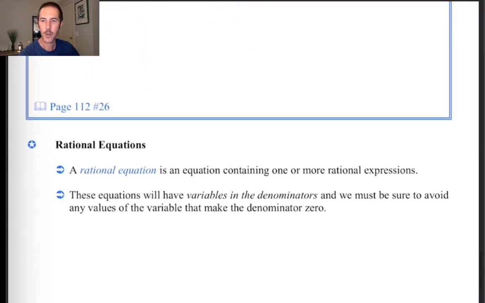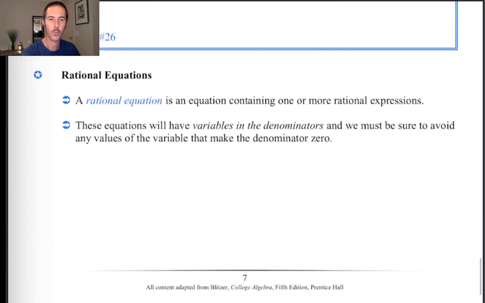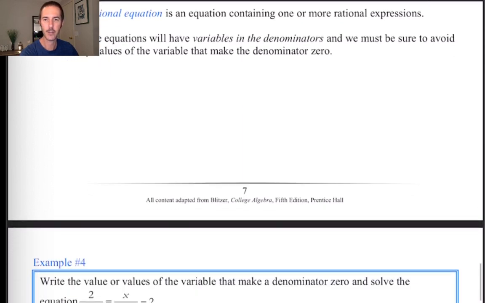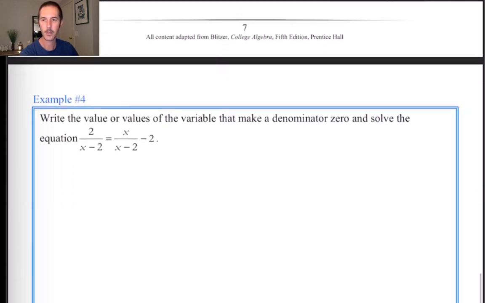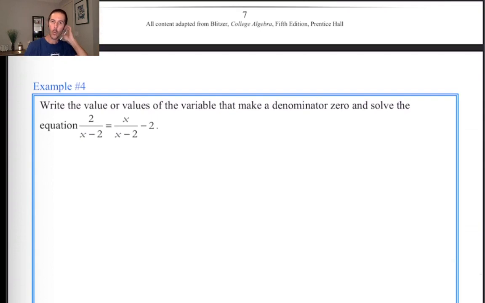The definition of a rational equation: an equation containing one or more rational expressions, okay? These equations will have variables in the denominator. So there it is right away. We were just talking about this. They've even italicized it in these notes. And there it is.